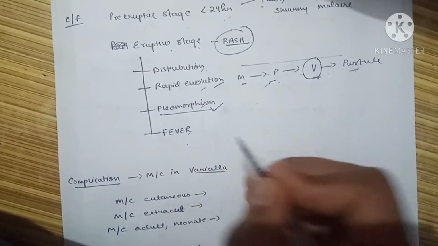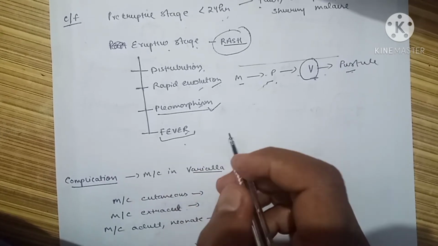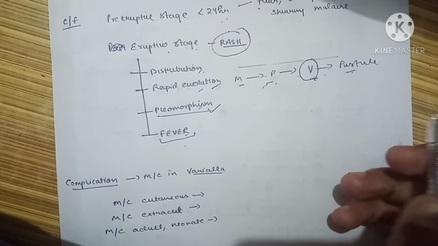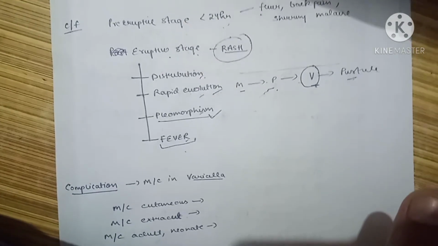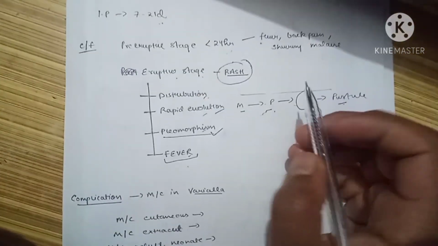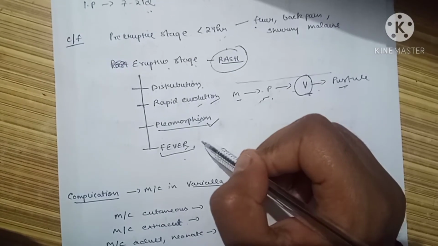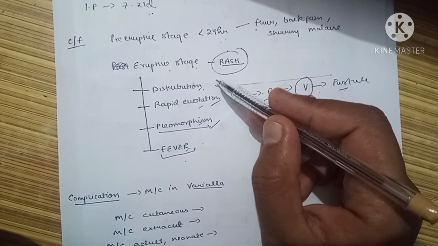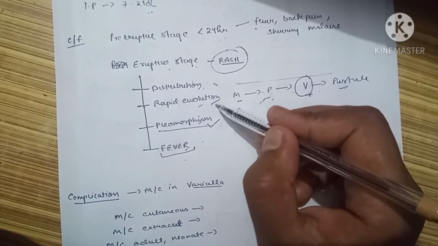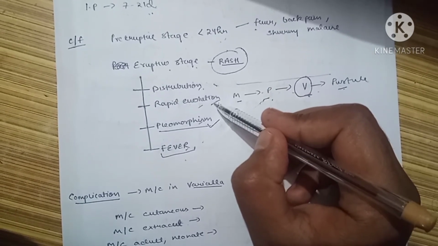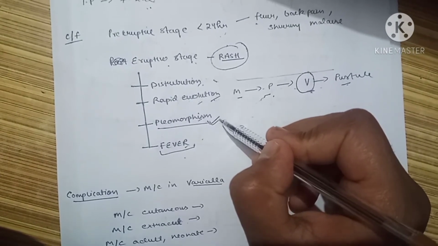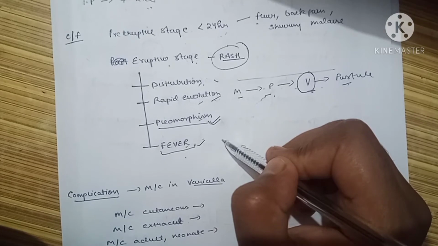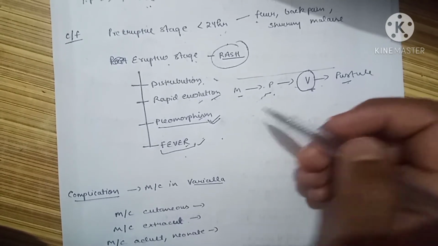The fourth thing is the relation with fever. Now, when there is a new crop of rashes growing, we see that there is a spike in fever. So, these were the four things that we need to remember about the rash: its distribution, that is in the trunk, the rapid evolution, dewdrop appearance, the pleomorphism, all stages simultaneously, and fever that occurs in a spike after the crop of rashes.